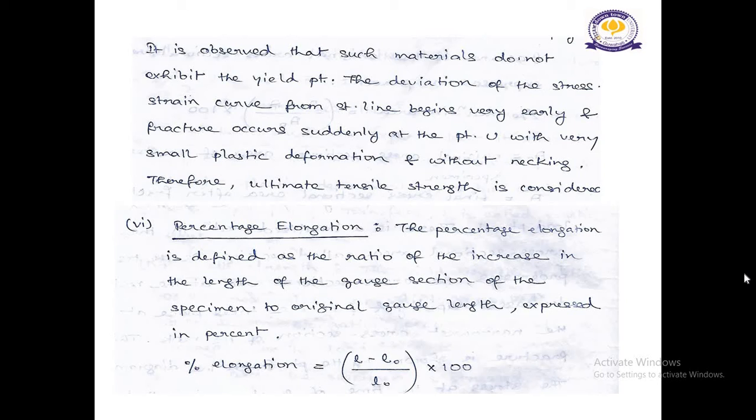The percentage elongation is defined as the ratio of the increase in the length of the gauge section of the specimen to original gauge length, expressed in percent. So the percentage elongation formula will be equal to L minus L0 divided by L0, whole into 100.